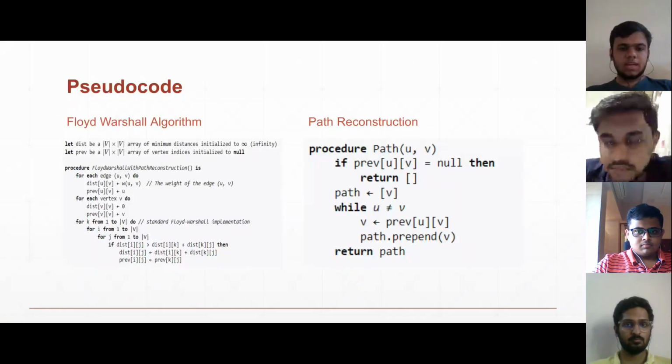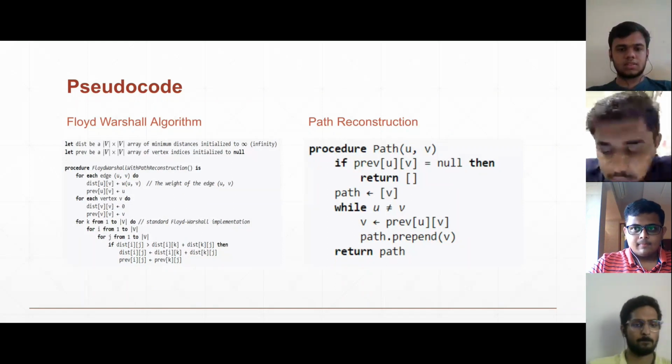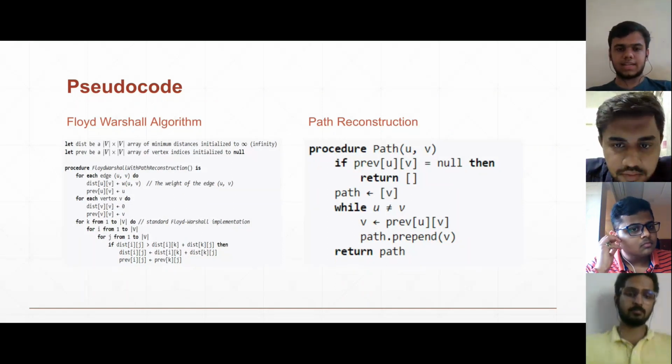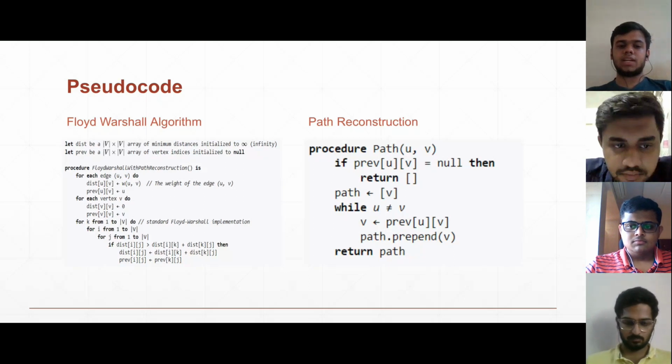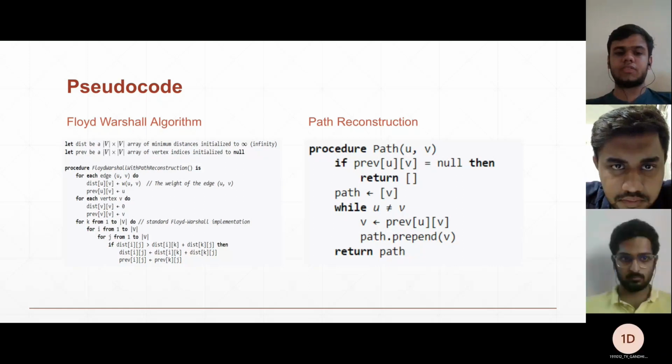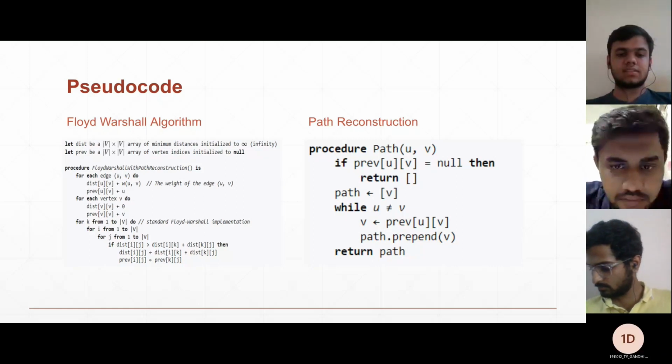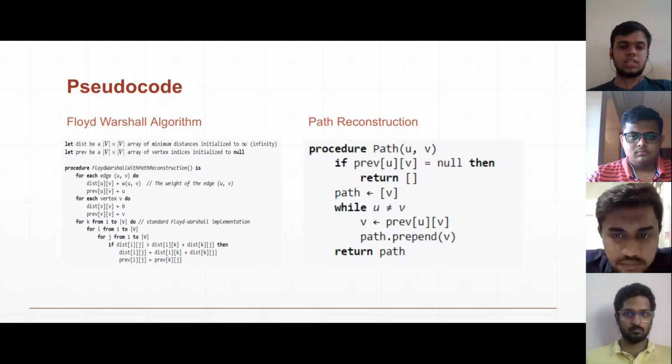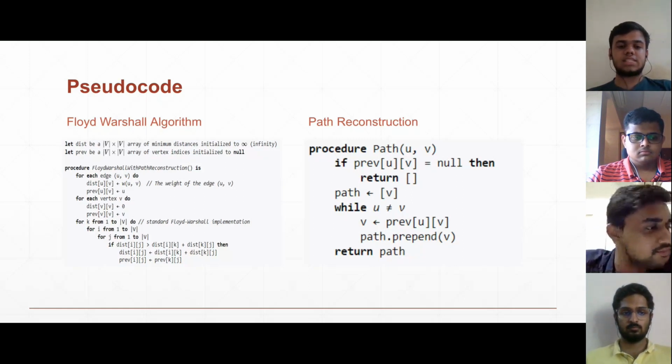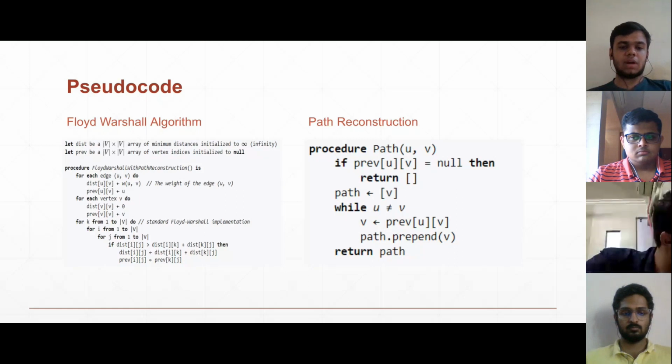So let's move on to the algorithm. As seen on the slide, the Floyd-Warshall algorithm is on the left and the path reconstruction algorithm is on the right. As seen from the pseudocode on the left, we are initializing two matrices of v squared dimension, where v is the number of vertices in the graph. One will be storing the minimum distances and initialized to infinity, and the other will be storing the path, which is initialized to null. The first two loops are just initialization steps, where we initialize our distance matrix to the original graph and make the distance from a vertex to itself 0, and the path will be stored in the pre matrix.